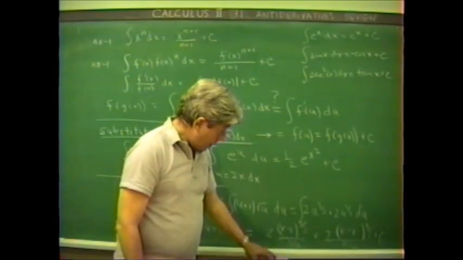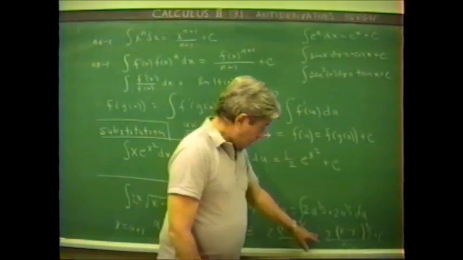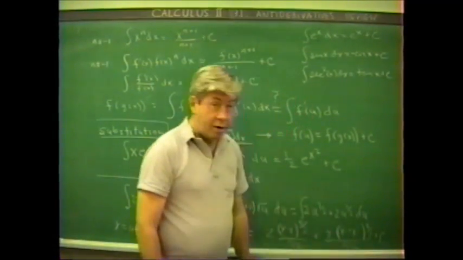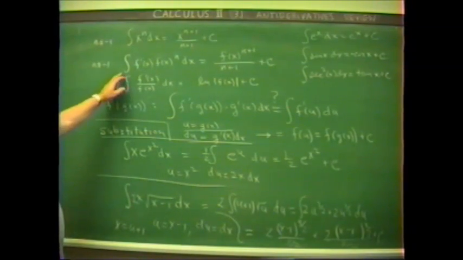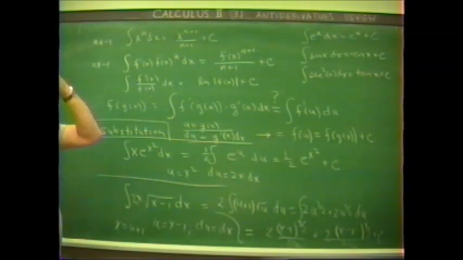2 times x minus 1 to the 5 halves over 5 halves, plus 2 times x minus 1 to the 3 halves over 3 halves. So these are some basic things that we already know about antiderivatives. Namely how to do substitution and several of the rather simpler antiderivatives.